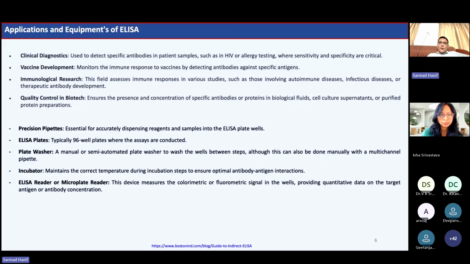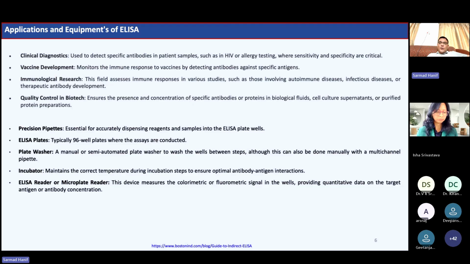If you are doing hand washing, it can give you more than 5 or 10 microliters of residual volume per well, and it can give you different results, which will be giving you errors. Then you have an incubator. If you want to coat the antigen quickly, you just put it at 37 degrees centigrade. Otherwise, most of the ELISAs are done at room temperature, which is 23 plus minus 2 degrees centigrade.